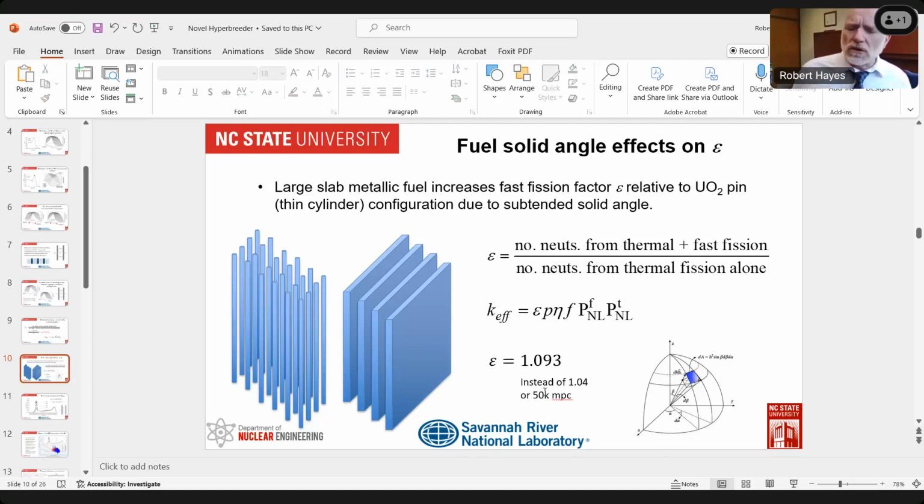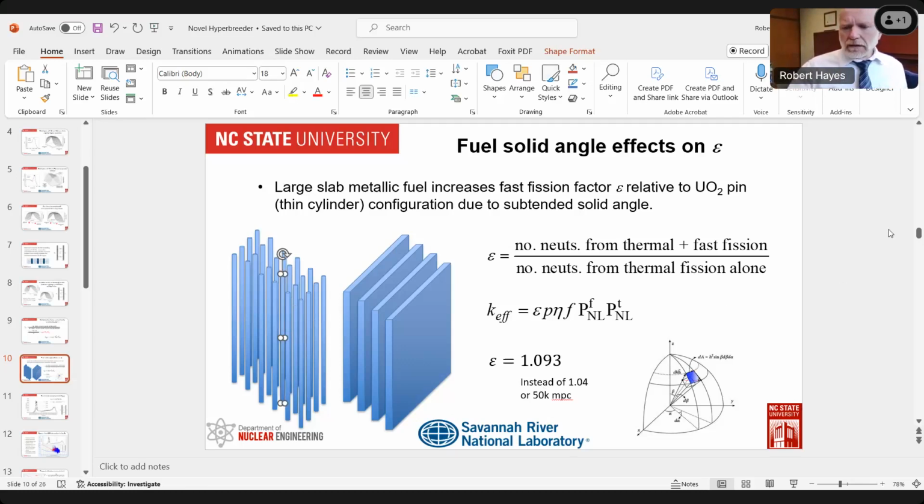So that's just huge. That's about 50,000 pcm. That's a big boost, simply because you're increasing the fast fission probability by a substantial amount, going from basically a linear configuration to a planar configuration, allowing a very large increase in fast fission probability.